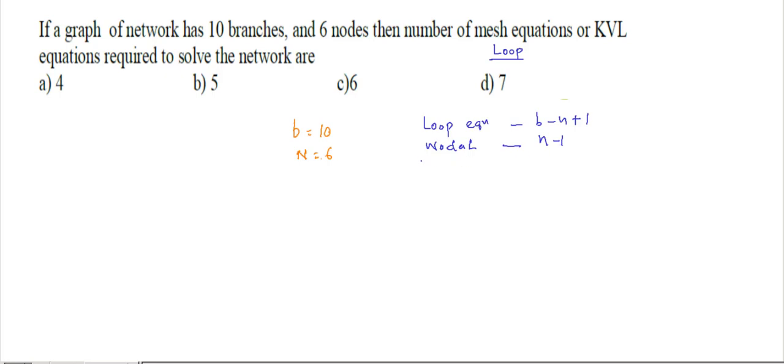How many loop equations are there? b is how much? 10 minus 6 plus 1, that is 5. So the answer is 5 KVL equations. The number of nodal equations is 6 minus 1, that is 5. So nodal equations are also 5. Let's see the next question.